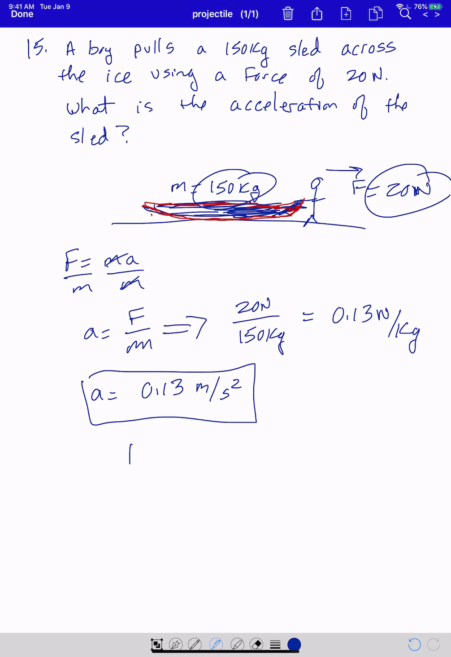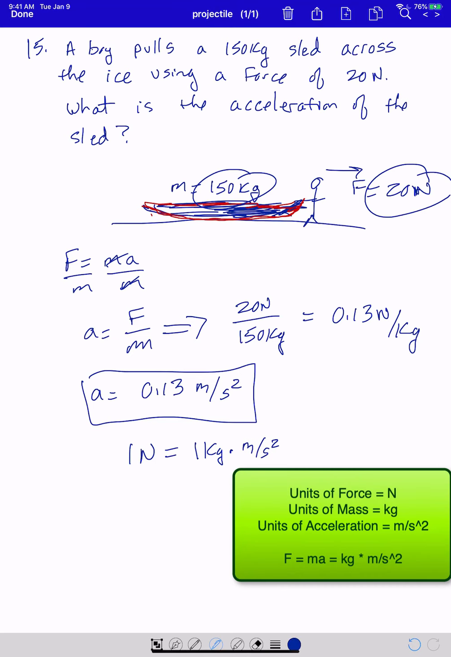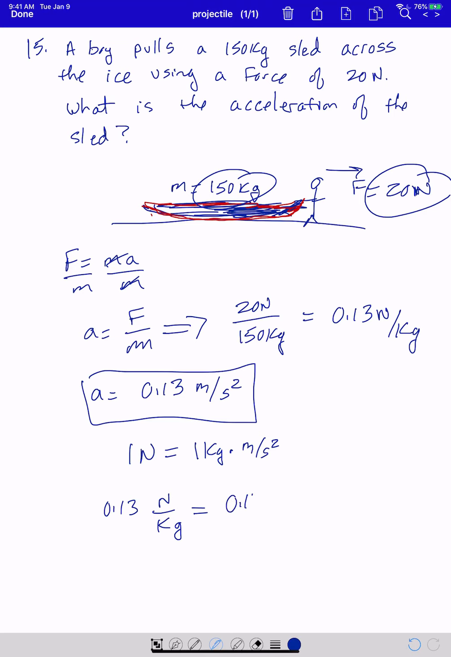So remember that 1 newton equals 1 kilogram times meter per second squared. This is the units of a newton. So if we have 0.13 newtons per kilogram, that actually equals 0.13 kilogram times meter per second squared over kilogram. So the kilograms cancel, and what we're left with is 0.13 meters per second squared. Okay, so that's the acceleration of the sled.